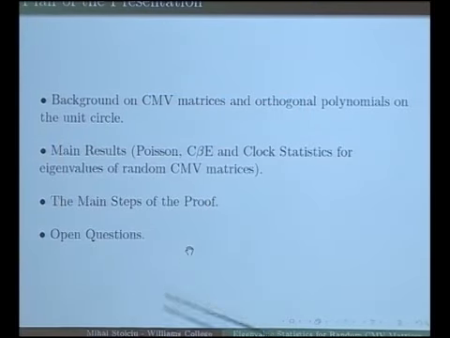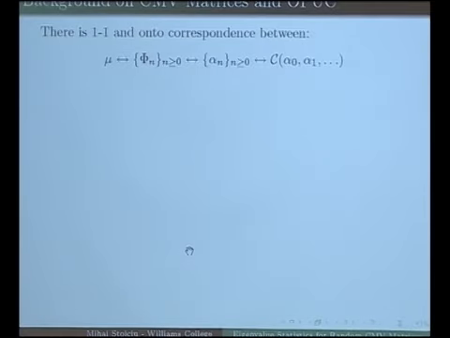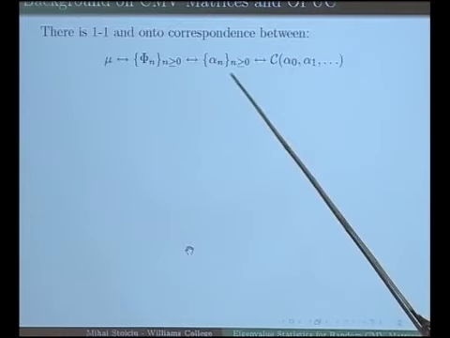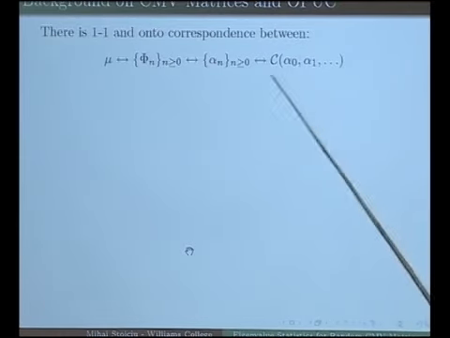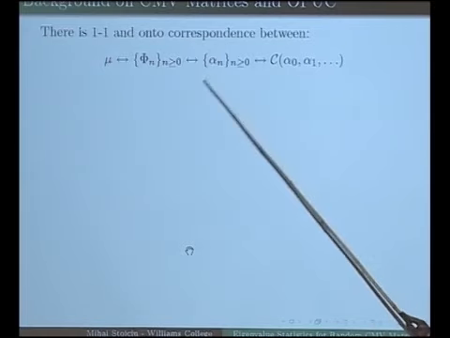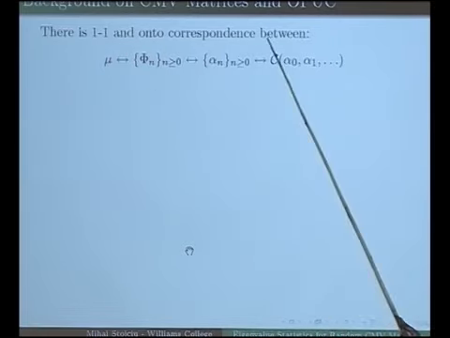But I will give you the background on CMV matrices and orthogonal polynomials on the unit circle. Then I will explain the main results in a rigorous way, the main steps of the proofs, and open questions. So, background on CMV matrices and orthogonal polynomials on the unit circle.